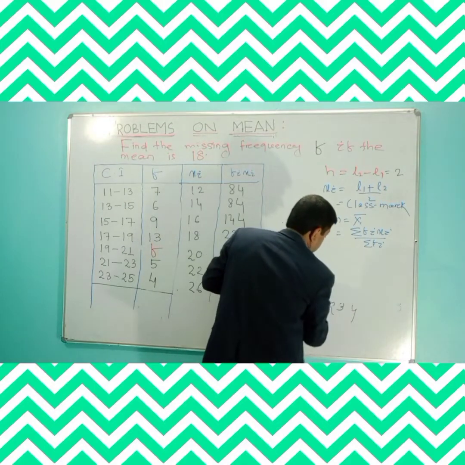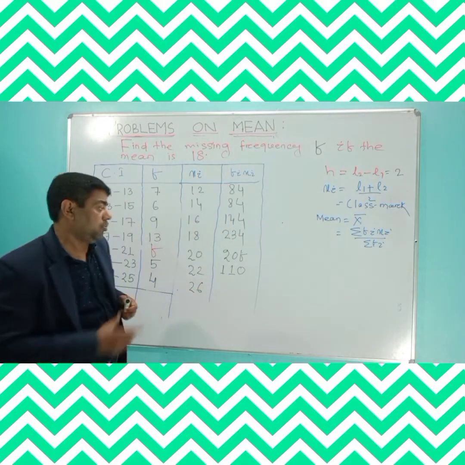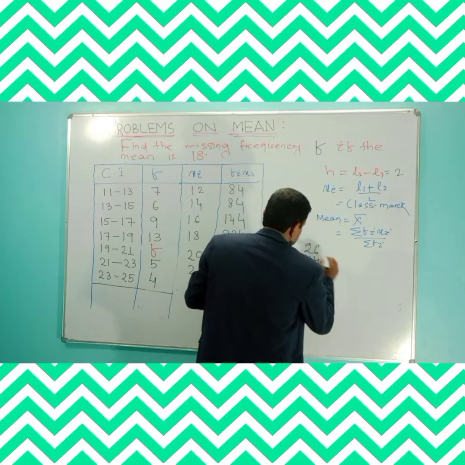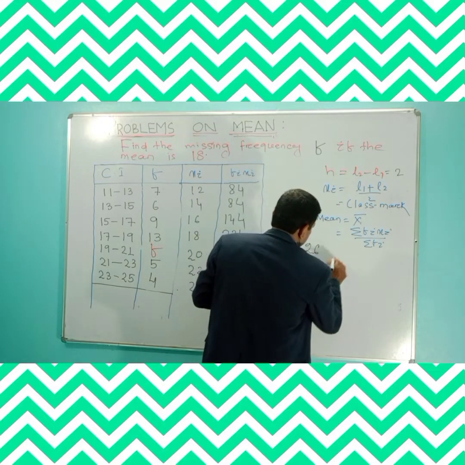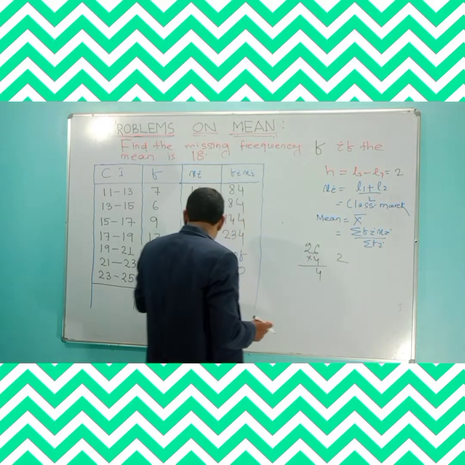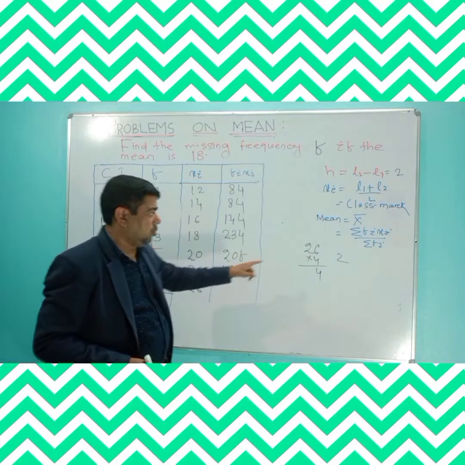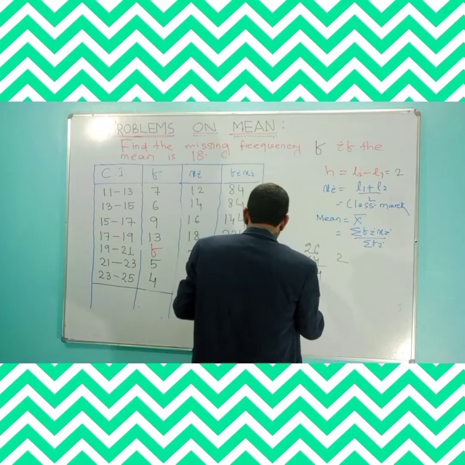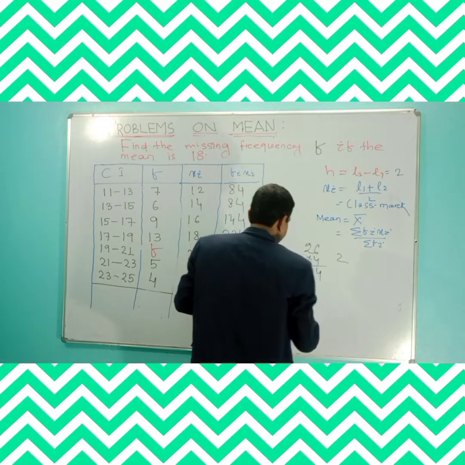So 26 multiplied by 4. Let us multiply 26 by 4: 4 sixes are 24, carry 2. 4 twos are 8, plus 2 is 10. So the answer is 104.